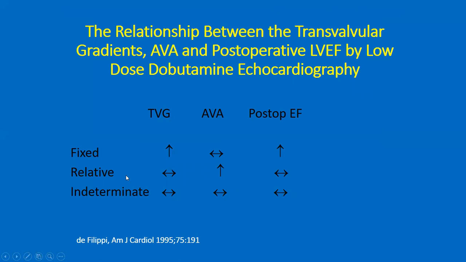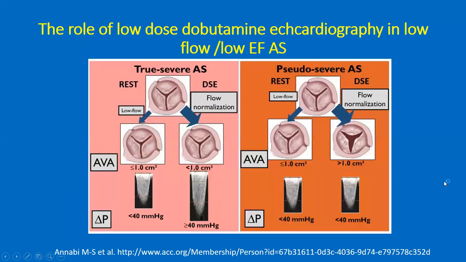In pseudostenosis or relative stenosis, the transvalvular gradient won't change very much. However, the valve area will increase, and these patients will have neutral response in ejection fraction. And the third category, or indeterminate response, where there is a neutral result of transvalvular gradients and aortic valve area to dobutamine administration, and there is no increase in left ventricular ejection fraction after the aortic valve replacement. This cartoon illustrates the same thing.